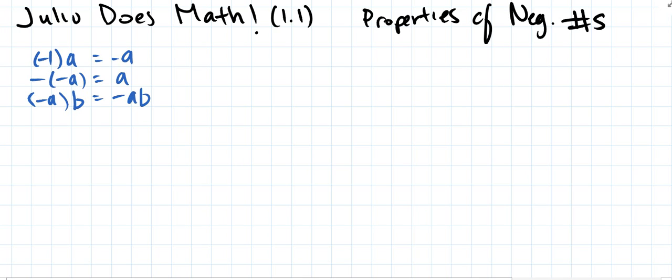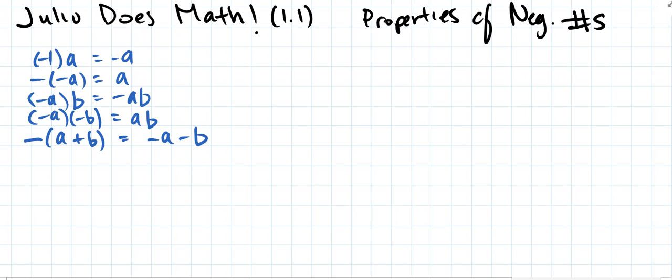If you have negative a times a negative b, you get positive ab. If you have negative times a plus b, you get negative a minus b. And if you have negative a minus b, you get negative a plus b. Okay. So let's go over these properties.